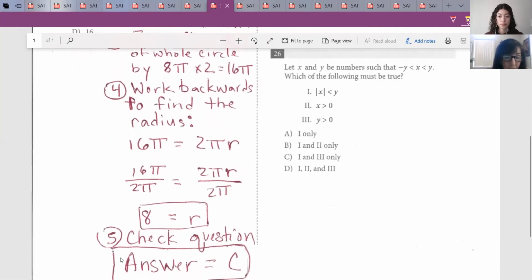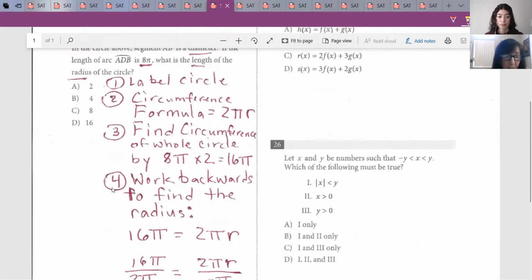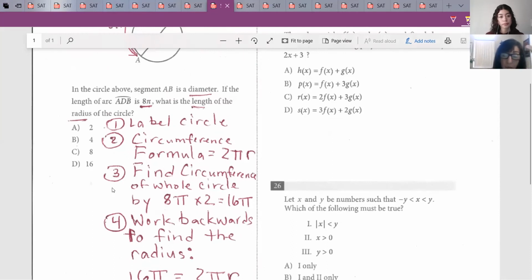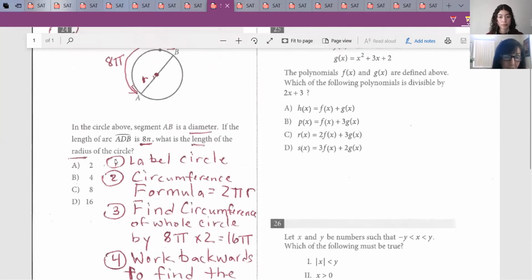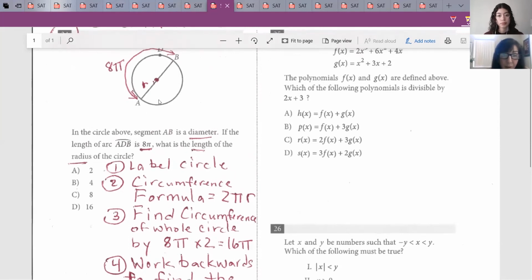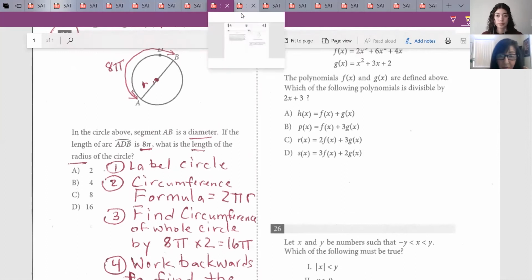Check the question. The question said, what's the length of the radius? We're good. Not the diameter, so it is answer C. If there are no questions, we will go on to the next example of types of questions. Any questions? No. Awesome.